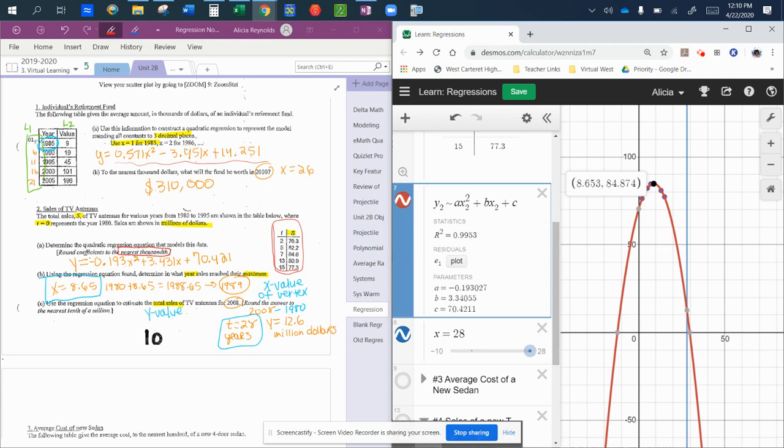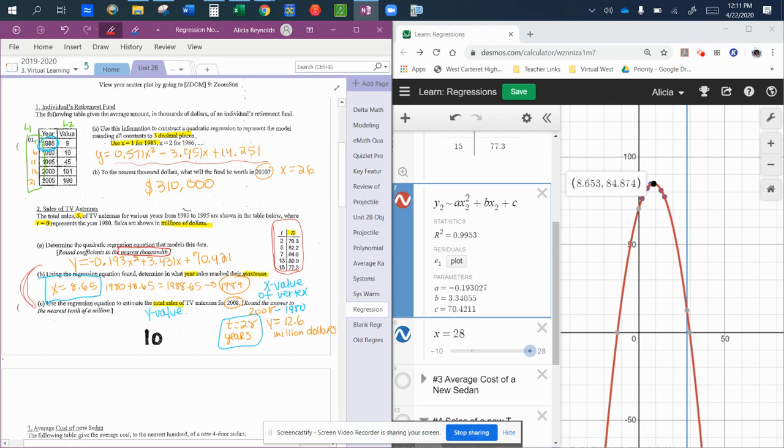Last part, letter C. Use the regression equation to estimate the total sales of TV antennas for 2008. So the difference between B and C is here, I was trying to find an X value. And for C, I'm trying to find a Y value. If I want to find the total sales, sales is the Y value. So I'm given an X value. Well, I'm given a year, 2008. I need to translate this to an X value.